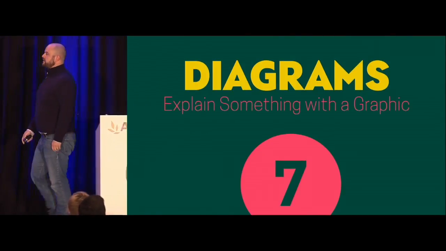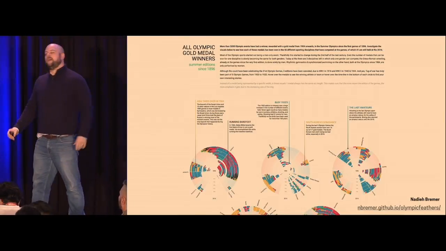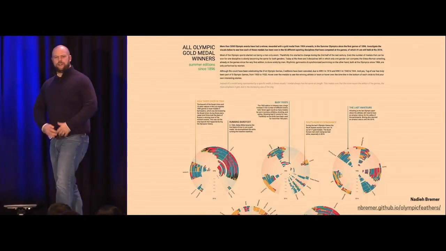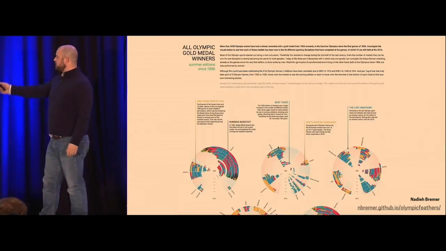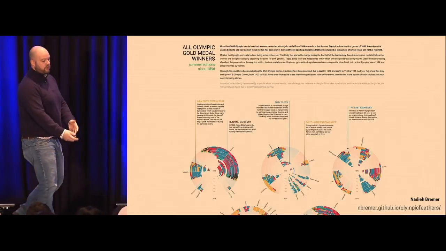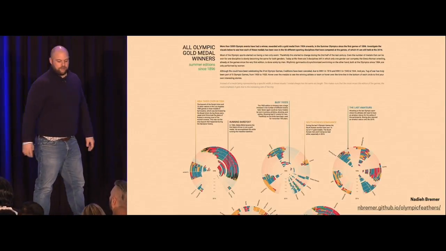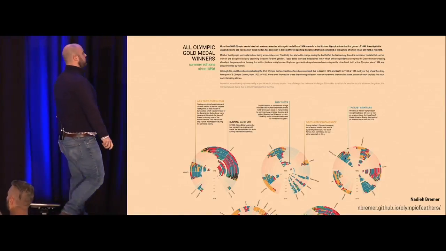How about diagrams? I mean, we already looked at charts and graphs a little bit, but here's Nadieh Bremer, who charted gold medal winners for over 100 years, and that's just a great way to show that data and discover trends in that data that you maybe couldn't have seen and call out interesting things in there. You could zoom in on it really close to get even closer data. It has hovers and stuff to expose that data.